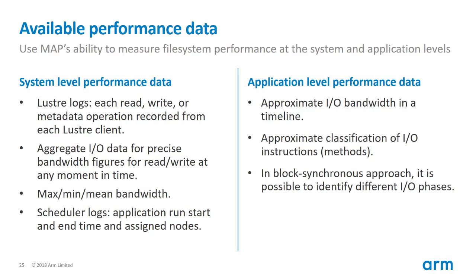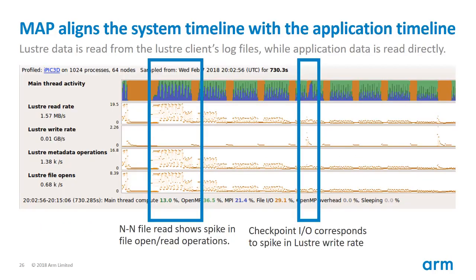Open MAP's Lustre metrics to see the application timeline, including I/O performance, alongside Lustre's system-level performance. In this case, we see that not all the application I/O regions directly correspond to a spike in Lustre activity. For example, local file system operations are not going to involve Lustre. However, using HDF5 to write checkpoint restart files does correspond to a spike in Lustre write rate.